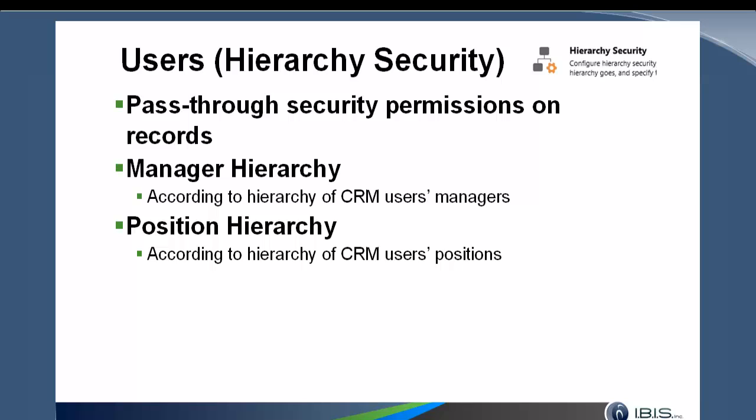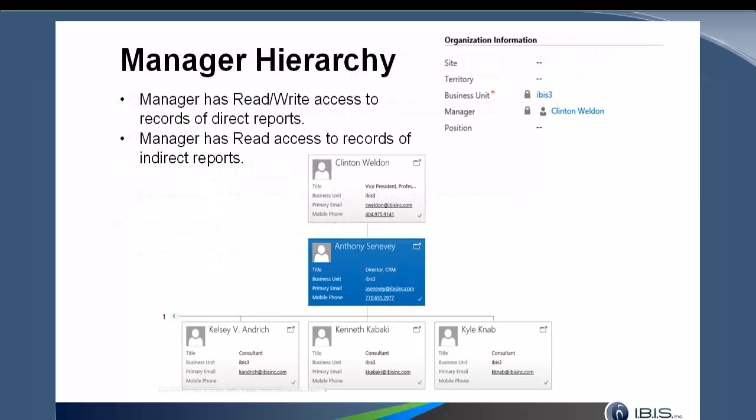So I'll go into a bit of detail on these two things. In a manager hierarchy, we have this manager field on a user record. If the current user is the direct report of Clinton Weldon, then Clinton is that person's manager.